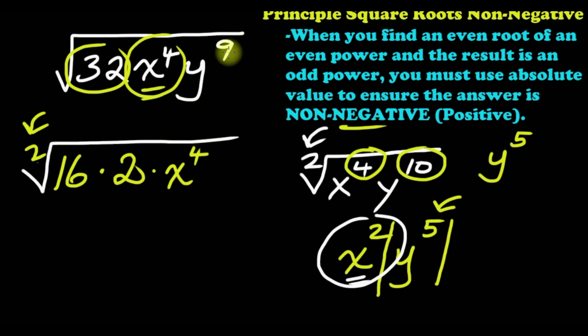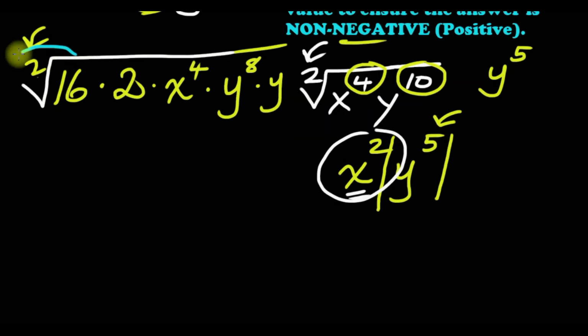And then with the 9, 2 cannot go into 9. So we're going to have to rewrite this. But we know that 2 can go into 8. So we would like to rewrite that using y to the 8 times y. That's going to give us y to the 9. This is a perfect square. We know what this is. So that's going to be 4. This stays inside.